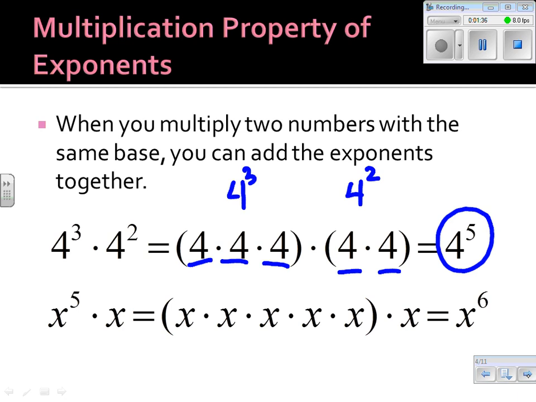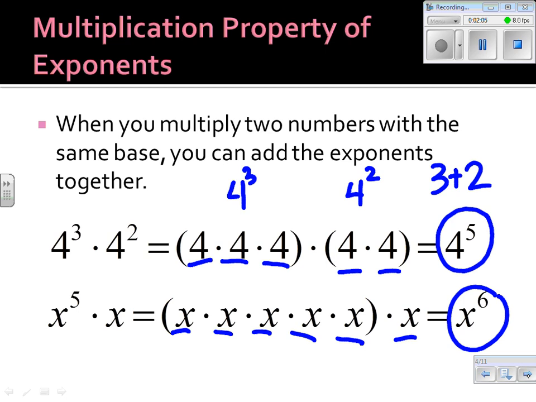If we did not want to write it out in expanded form, we could simply add 3 plus 2 together and get 5, and so our answer would be 4 to the 5th power. Another example of this could be done with variables. We have x to the 5th power times x. If we expand it out, we get x times x times x times x times x, 5 times, and we multiply it by another x. If we add up all of the x's together, we will get x to the 6th power, or 5 plus 1 is equal to 6.